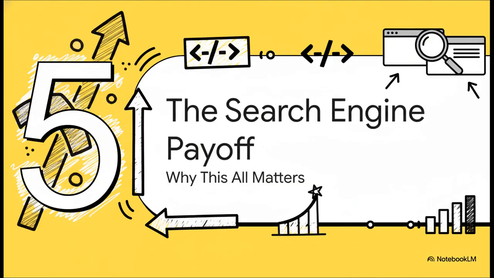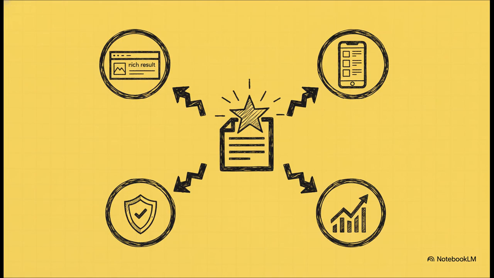Let's bring this all back home and talk about the real payoff. Why should you go through all this trouble just to add a little snippet of code to your blog posts? Because this is the payoff. Doing your schema right makes you eligible for rich results. You know, those search listings that really pop with images. It's your ticket to getting featured in Google Discover feeds. It directly tells Google you're an expert, building that crucial trust.